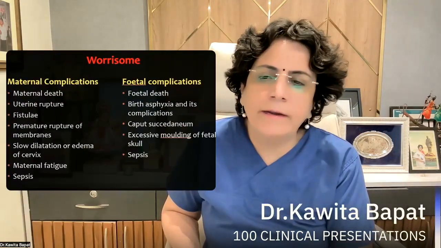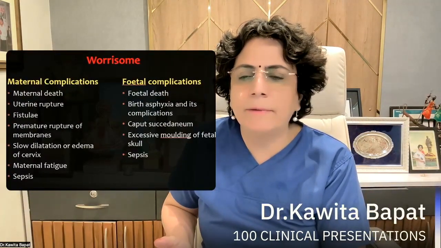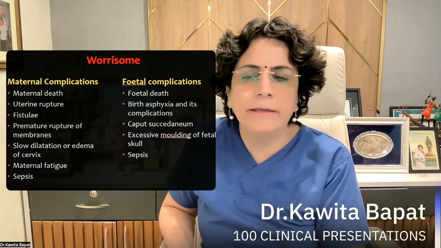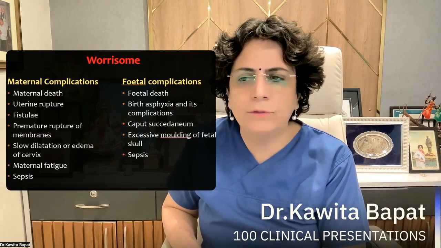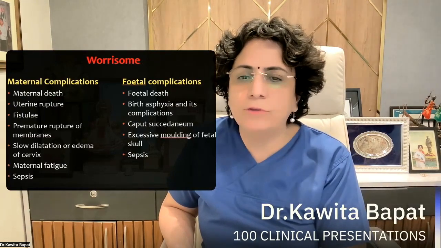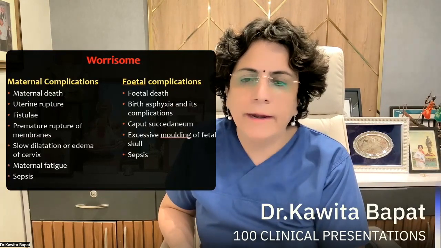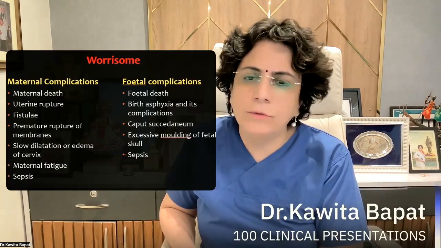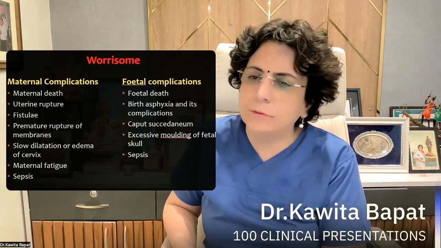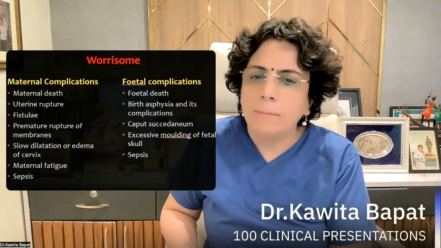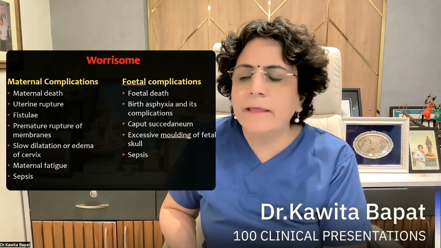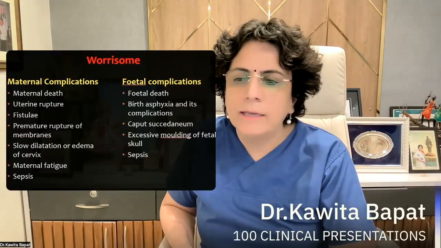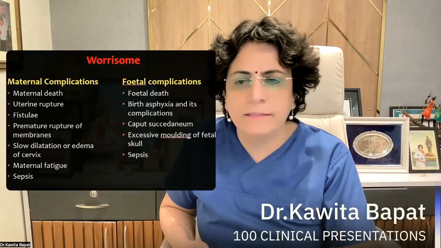Now, why are we worried? Because there can be maternal complications and fetal complications. Maternal complications: a mother can die. There can be rupture of the uterus. Then there can be formation of fistulas because of the long-standing head impacted in the cavity, leading to rectovaginal fistula, urethrovaginal fistula, and fistula into the bladder, that is, VVF can happen. Then premature rupture of the membranes, slow dilatation with edema of the cervix, maternal fatigue is also worrisome, and sepsis.